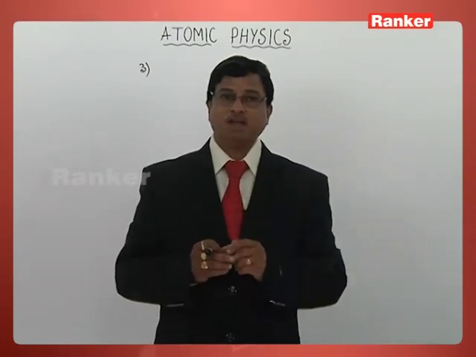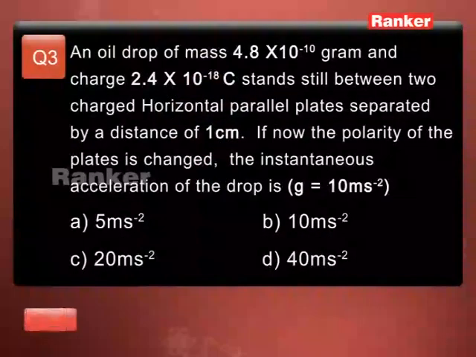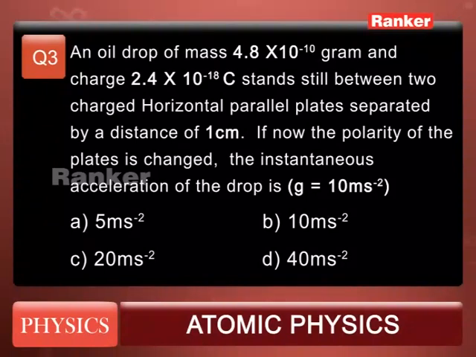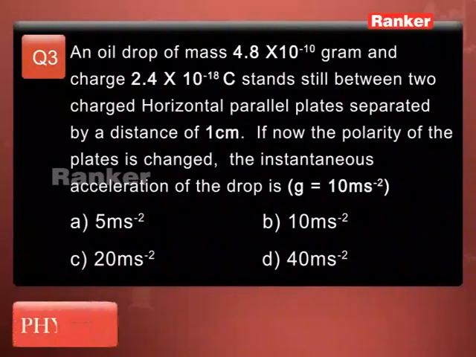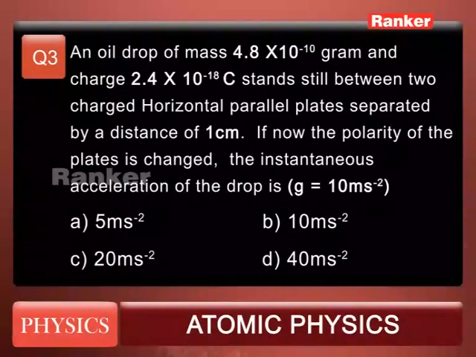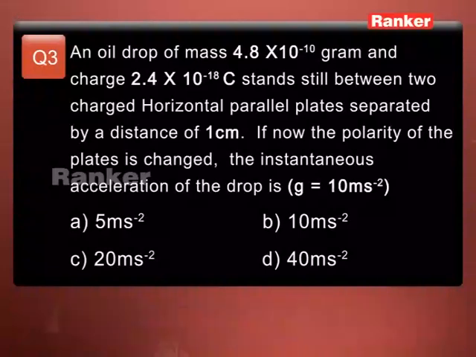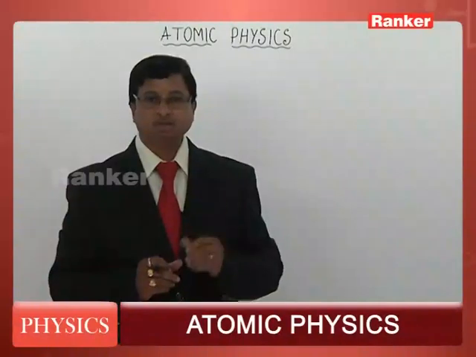And of course, he gave us one value, the acceleration due to gravity. He is asking us to take that value as 10 meter per second square. And 4 options have been mentioned once again. Let me read them out. First one is 5 meter per second square. Second one is 10 meter per second square, which is equivalent to the acceleration due to gravity. Third option is 20 meter per second square, and fourth option is 40 meter per second square. So 5, 10, 20 and 40, all in SI units of meter per second square.